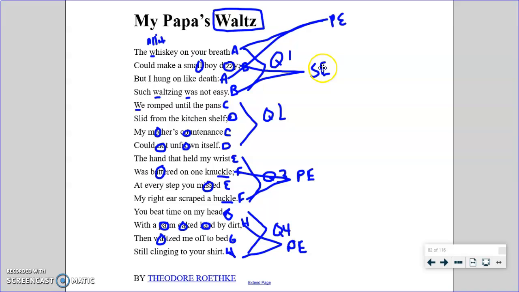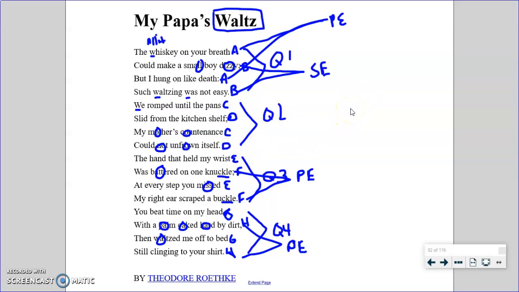Dizzy and easy is a slant end rhyme. We have perfect rhyme with buckle and knuckle. So he's really incorporating many of the sound devices that were discussed in our PowerPoint. Probably the only ones we don't see here are repetition and parallel structure, we don't see a lot of those. So again, obviously, a poet like Roethke is very aware of the sound that the poem is making.